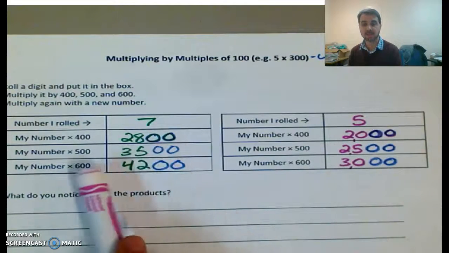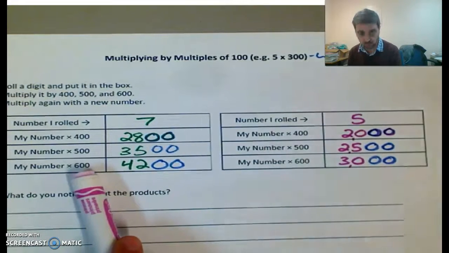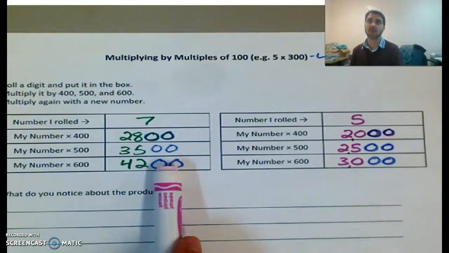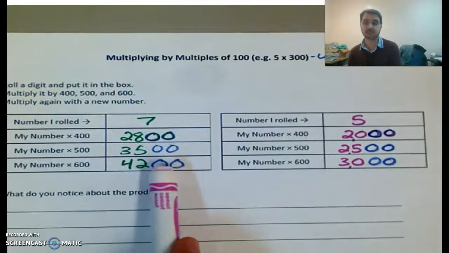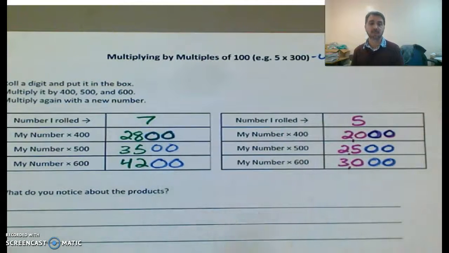Okay, and then I got 7 times 6 is 42, but it's not 6, it's 6 hundredths, which means you're multiplying by 100, and we know that when you multiply something by 100, you add 2 zeros. Okay, because they're not ones and they're not tens, they're hundreds.